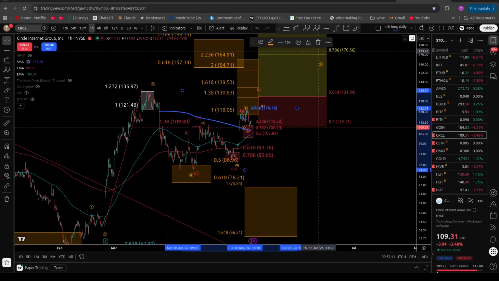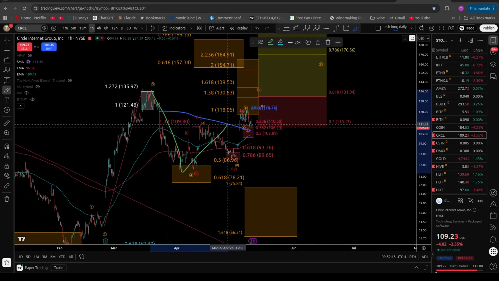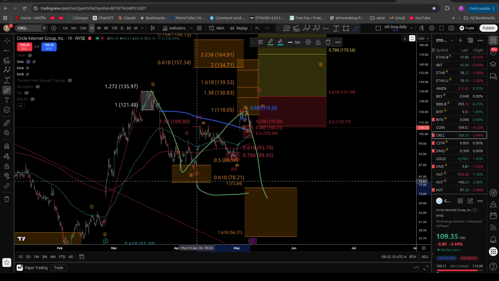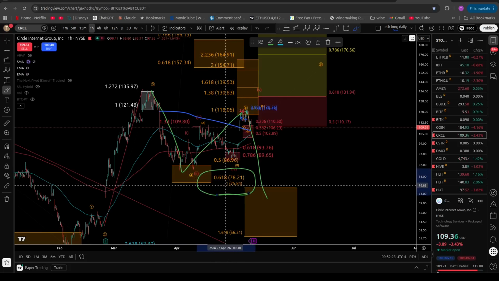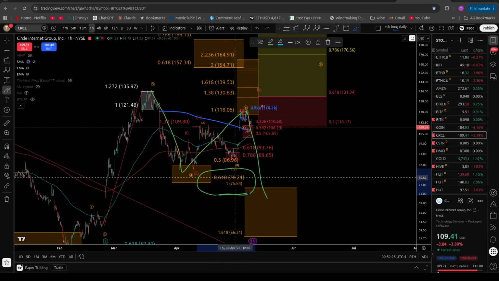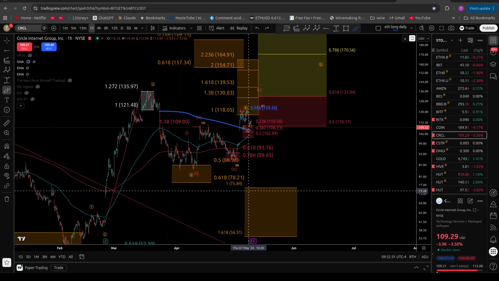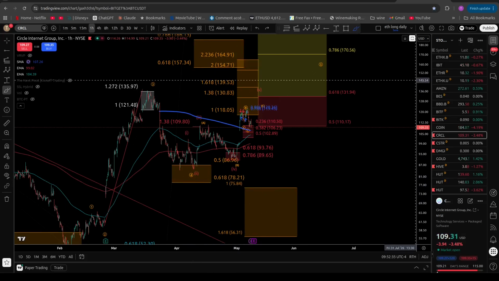Okay, so if this is the A, this is the B, and now we're going to go lower, well, you know, this should be the area between $75 and $79, where the price should find support. Otherwise, we are going to invalidate this fourth wave.